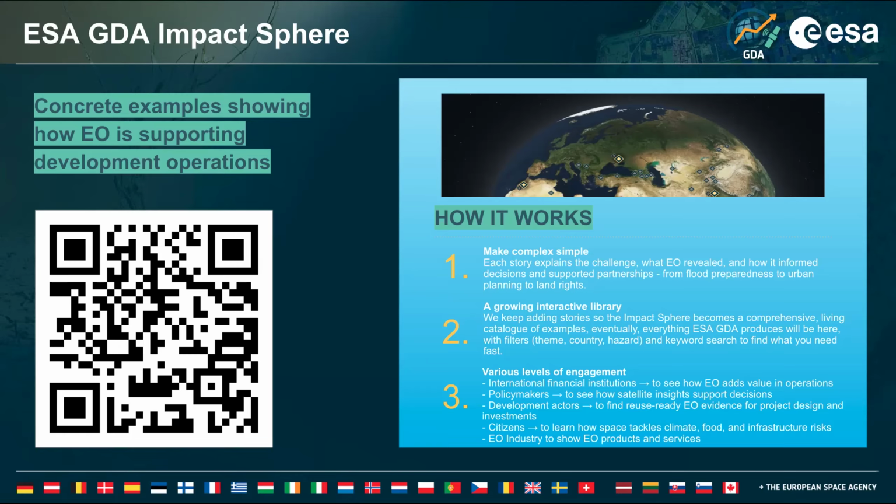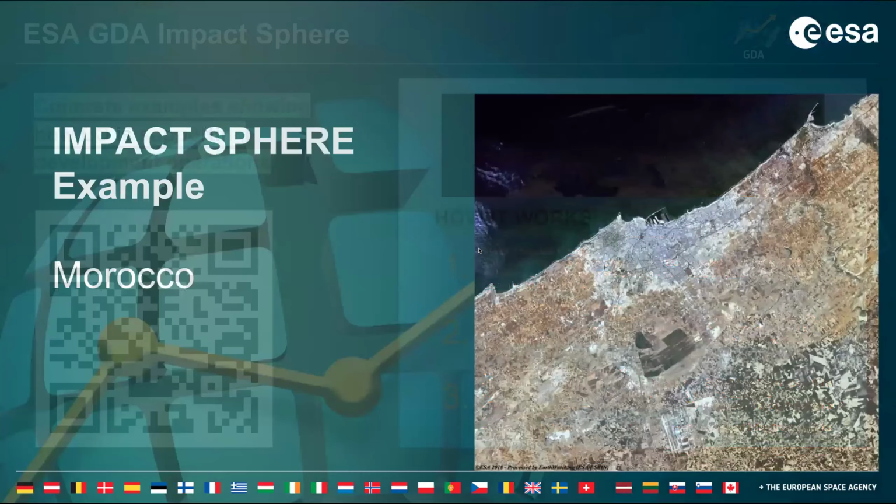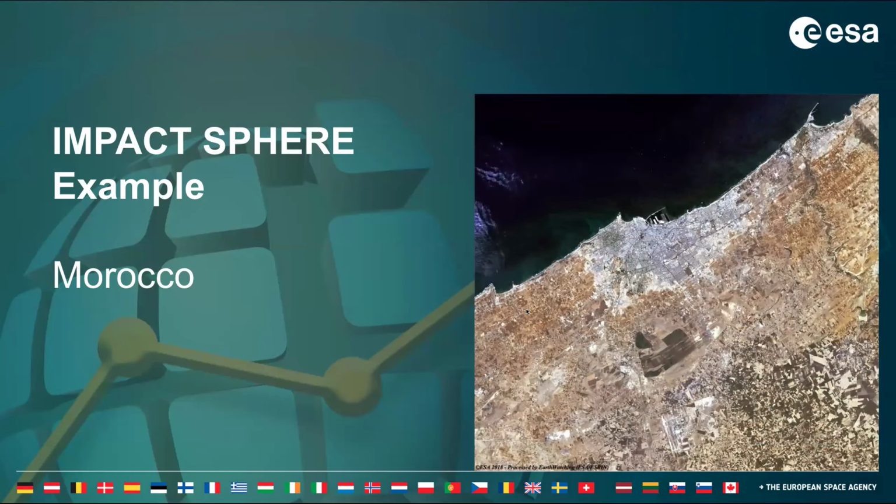Different users can engage with it in different ways, as you see on the screen. International financial institutions, for example, can use it to see how EO adds value to their operations. Policymakers, to understand how satellite insights support decisions. Development actors rely on it for ready-to-use evidence in program design. And also, of course, the EO industry uses it to demonstrate their products and their services in action. So let's look at one example to bring this to life, the flood risk in Morocco.